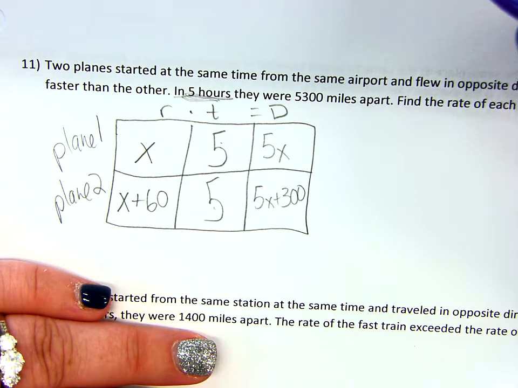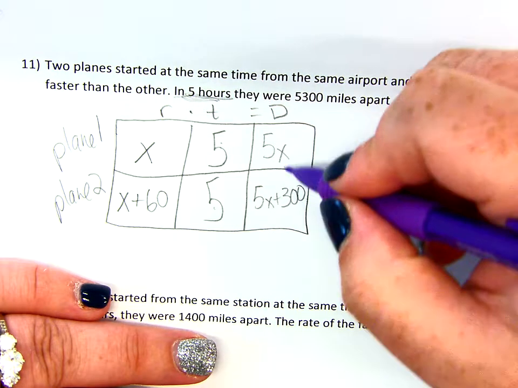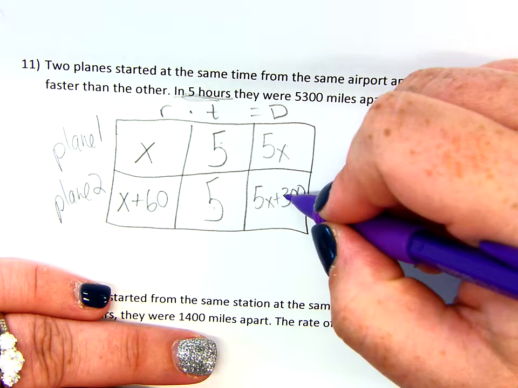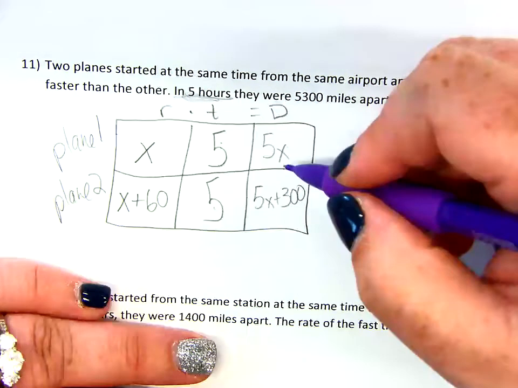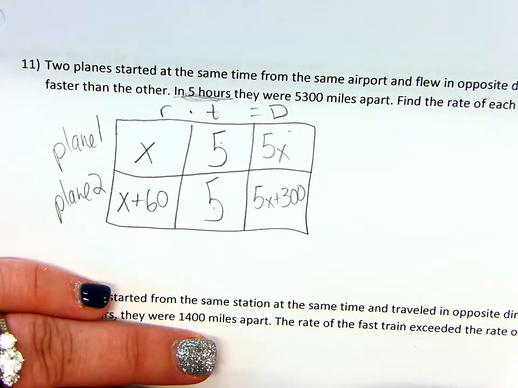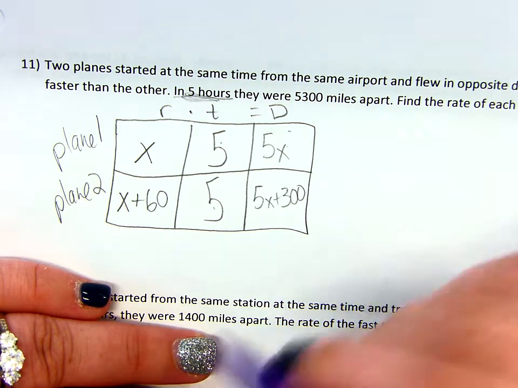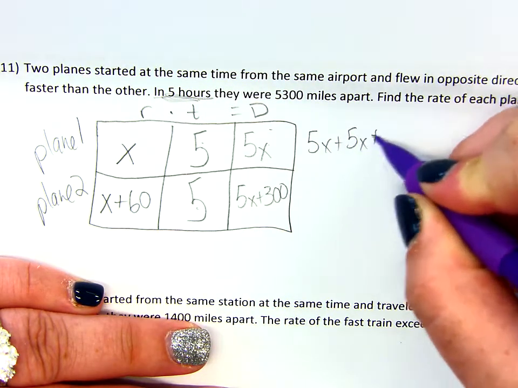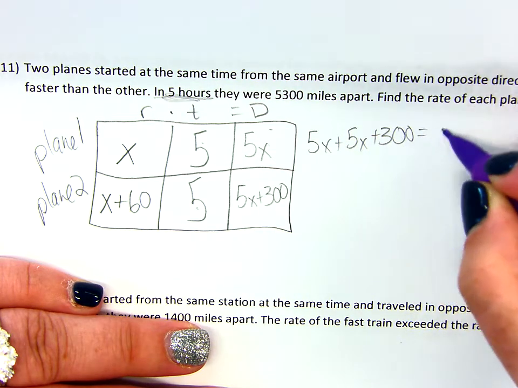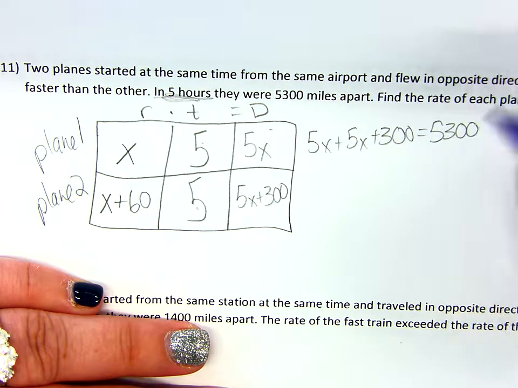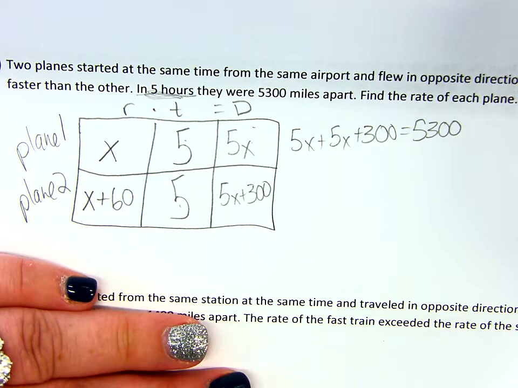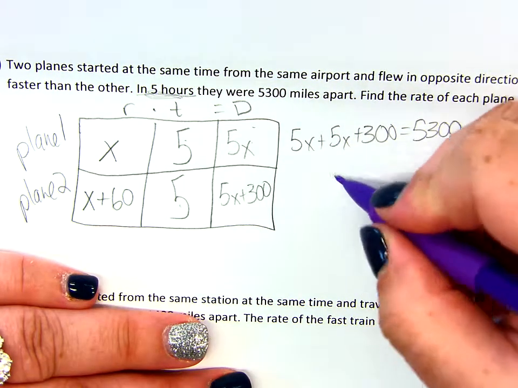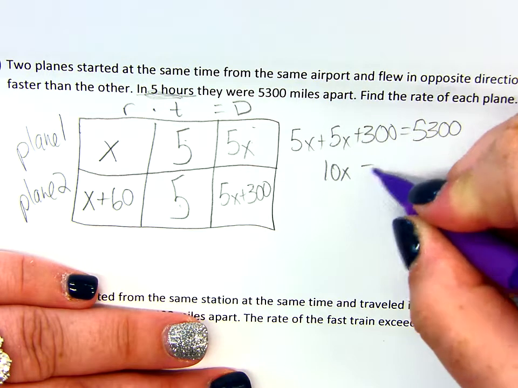And now I have to go back and read the problem and see if I'm going to add these together instead of equal to a total number of miles, or they may equal each other. Let's go back and read. In 5 hours, they were 5,300 miles apart. Find the rate of each plane. So what would my equation be? Go ahead. 5x plus 5x plus 300 equals 5,300. That's it. And now I just solve.